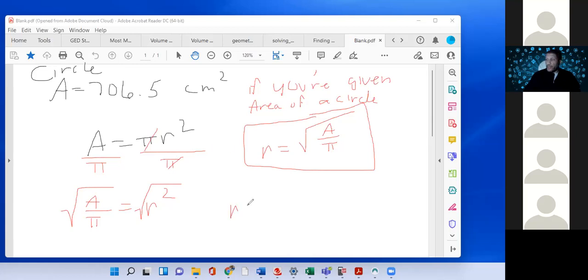Do we know what the area is? 706.5. 706.5. Do we know what pi is? 3.14. 3.14. Now, I want you to put this in your calculator. The square root of 706.5 divided by 3.14 and tell me what you get.